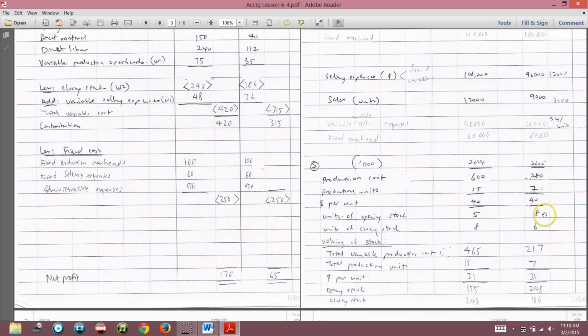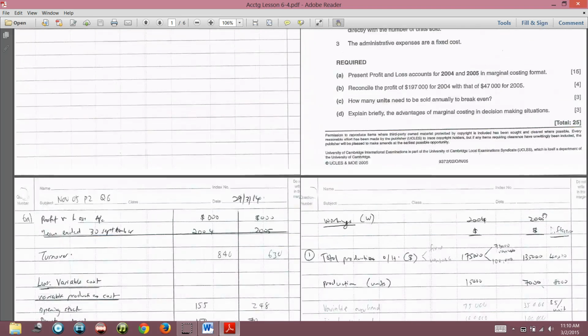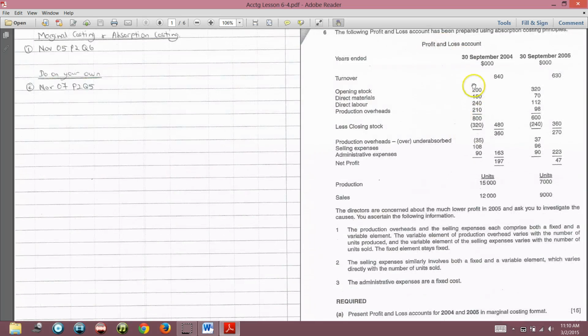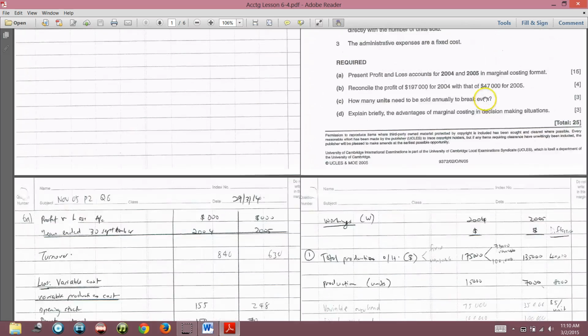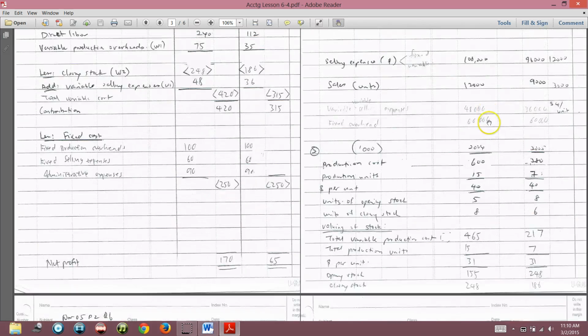Okay, in the question, how much is your opening stock according to the absorption costing principle? The opening stock is 200,000 and the closing stock is 320,000. So how many units are in the opening stock? The opening stock is 200,000, so you take your calculator, 200,000, and the value per unit of the stock is $40. So 200,000 divided by 40 is 5,000.